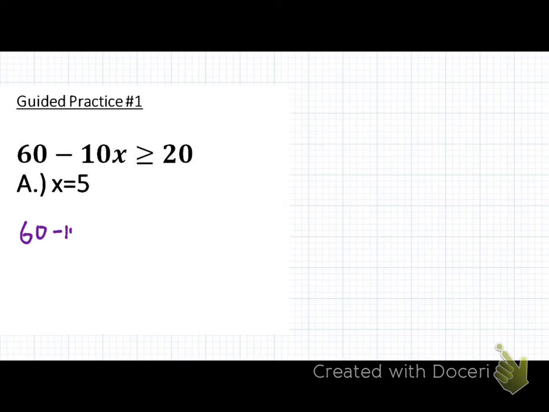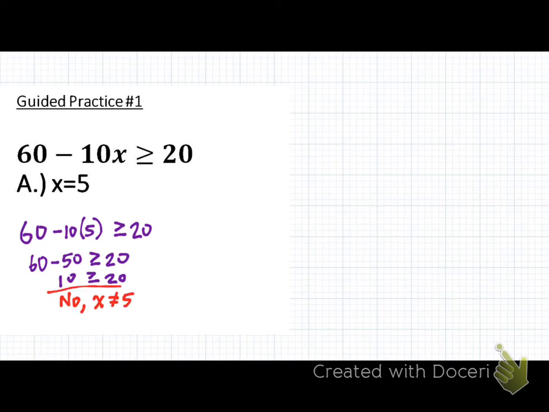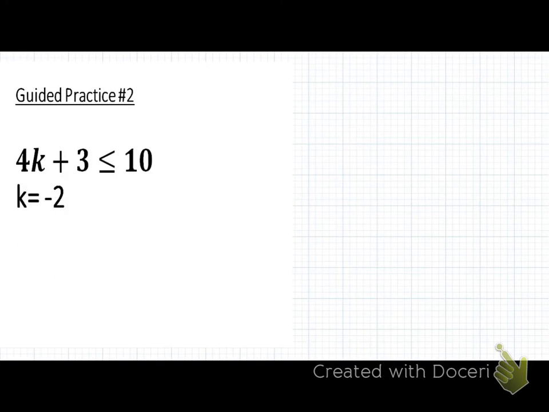So what I would have done is rewritten the problem. We got 60 minus 10 times 5 is greater than 20. Plug that in. 10 times 5 is 50. We bring down the minus sign. 60 minus 50 is 10. So is 10 greater than or equal to 20? No, it's not. So you should have written something like this. Or you could say no because x is not equal to 5. Okay, as a complete sentence. Alright? So check your work. If you did it wrong, pause the video, try to do it again, and do it correctly.